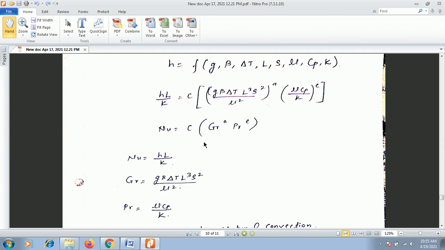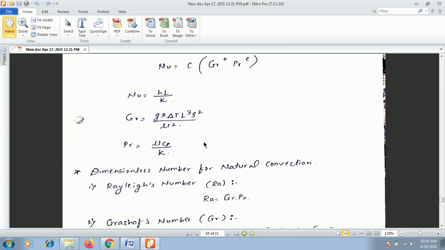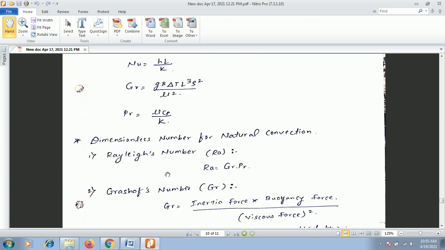So in the forced convection case, instead of Gr we have the Reynolds number. So this Gr is the Grashof number. Let us see the significance of these dimensionless numbers. The first one is the Rayleigh number. The Rayleigh number is the multiplication of the Grashof number and the Prandtl number.